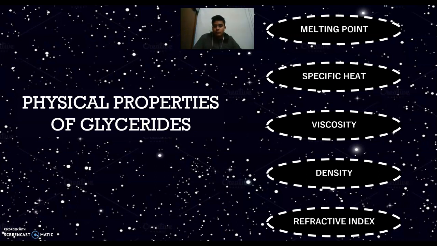I am going to present two things: the first is the physical properties of triglyceride, and the other is the chemical properties of triglyceride. Let's move on to our first topic, the physical properties of triglyceride. In this slide we have five main points to discuss: the melting point, the specific heat, viscosity, density, and the refractive index.